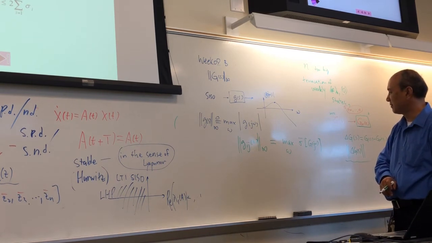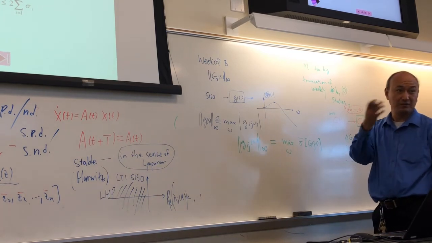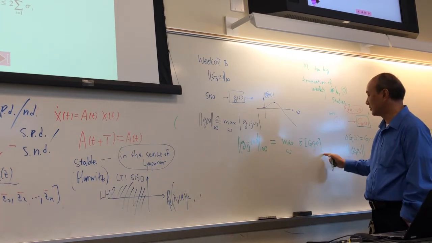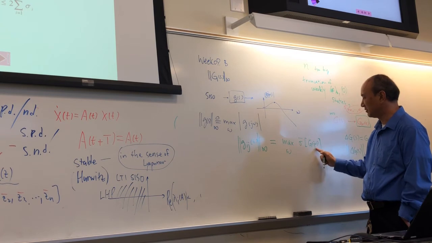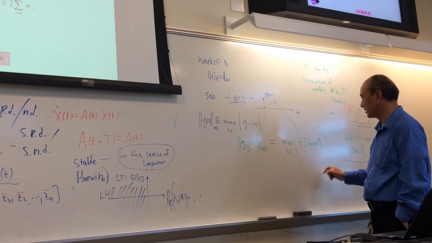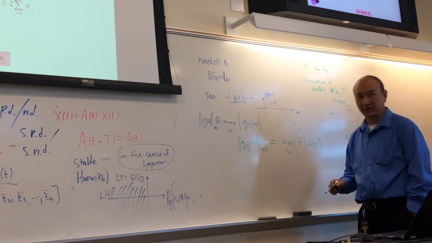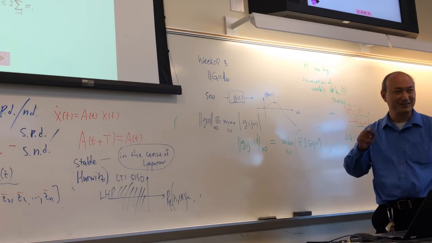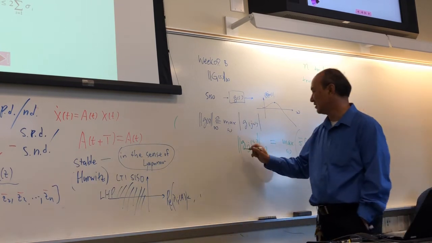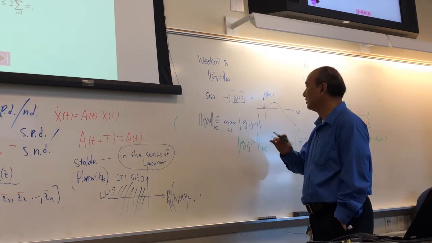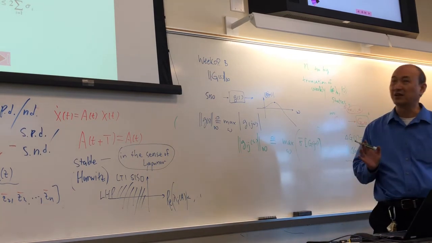Maximum singular value. This is the maximum singular value of this matrix. Given omega, you have a matrix, so you take the maximum singular value of that. For all of those maximum singular values, you take the maximum one. It is considered as this definition. So probably this is easier to understand.